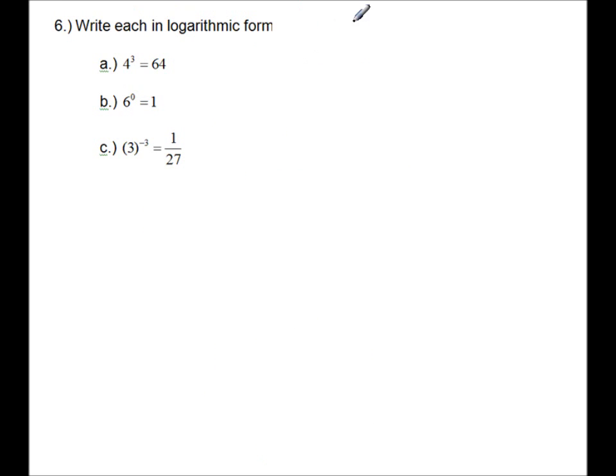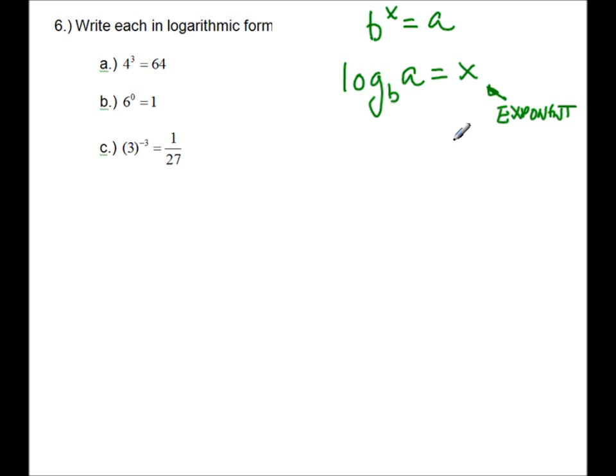We want to remember that our exponential form is b to the x equals a. And then the logarithmic form is going to be log base b of a equals x. This value out here is always going to be the exponent. And if you can remember this, it can help you when you're converting from log form to exponential form and from exponential form to log form.